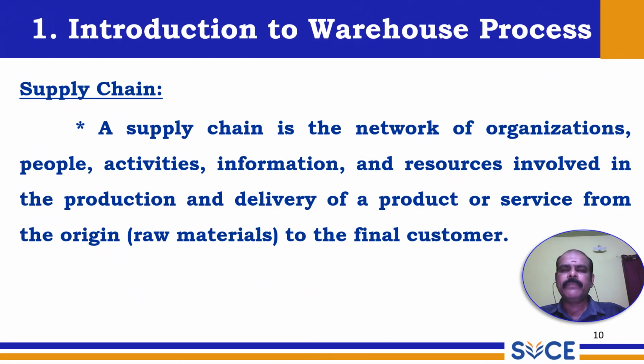So supply chain. It is a network of organizations, people, activities, information, and resources involved in the production and delivery of a product or service, right from the origin, that is raw material, to the finished product, till you deliver the same to the customer. So this is what supply chain is all about.